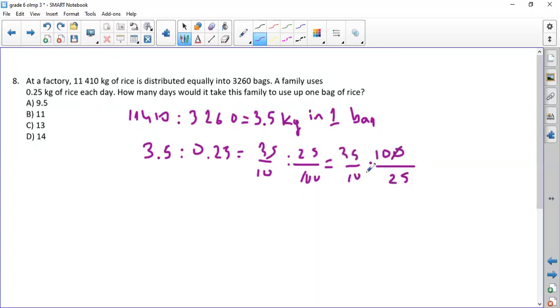So now we can simplify 35 and 25. Okay, they will be simplified with 5. This one will give me 7 and here 5. Again, 10 can be simplified with 5, and it will give me 2. So the result is 7 times 2, which is 14 days. So one bag can be used by a family for 14 days. Okay, the answer will be 14.